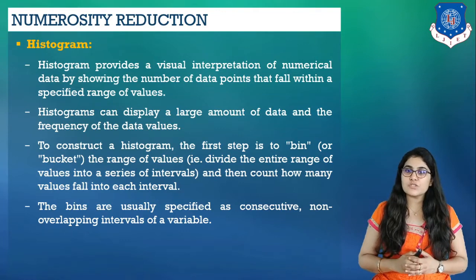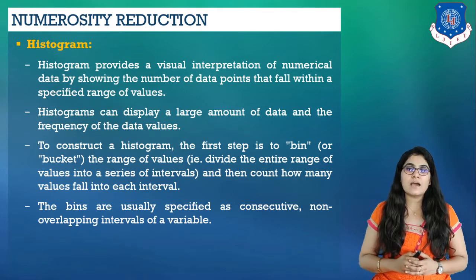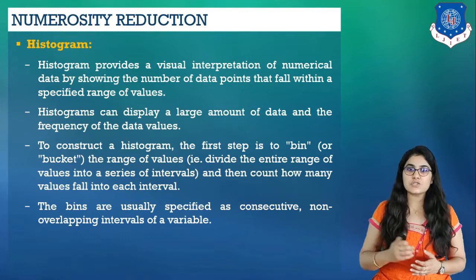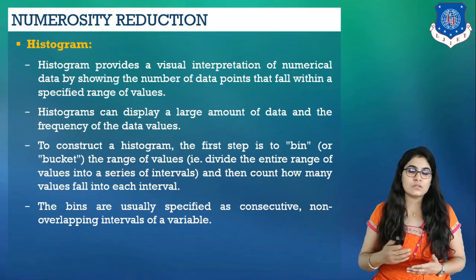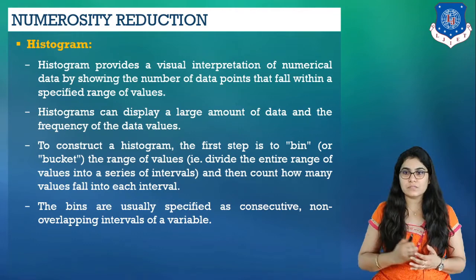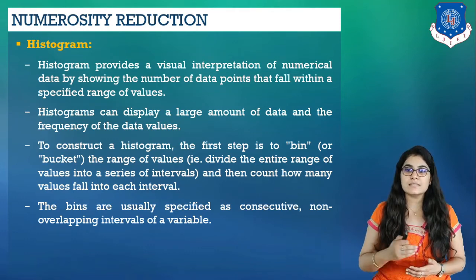Histogram provides a visual interpretation of numerical data by showing the number of data points that fall within a specified range of values. Histograms can display a large amount of data and the frequency of the data values. To construct a histogram, the first step is to bin, or we can say bucket, the range of values, which means we need to divide the entire range of values into a series of intervals and then count how many values fall into each interval. The bins are usually specified as consecutive, non-overlapping intervals of a variable.